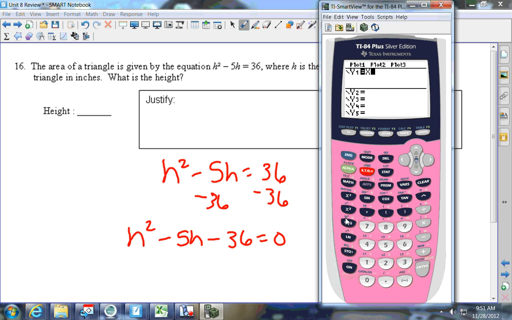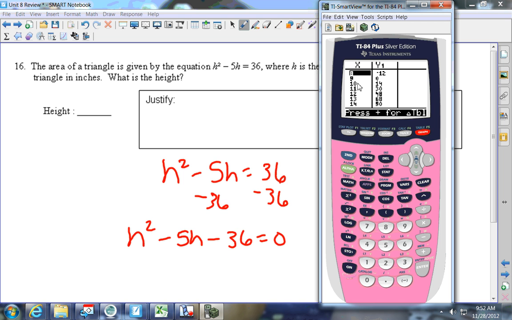I've got x squared minus 5x minus 36, and I'm going to press graph. Let's look at it this way. Now I'm looking for the height. What solution can the answer not be? It can't be a negative, right? So we're only going to look over here at the positive ones.